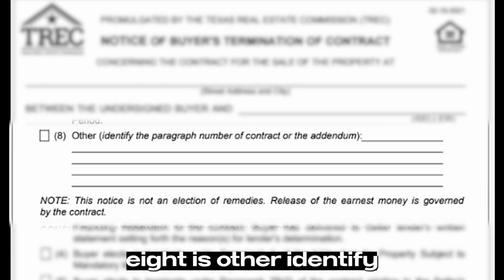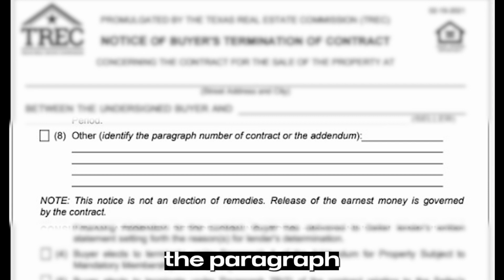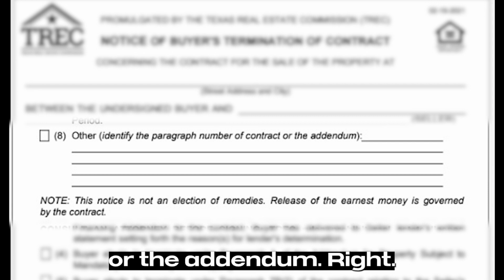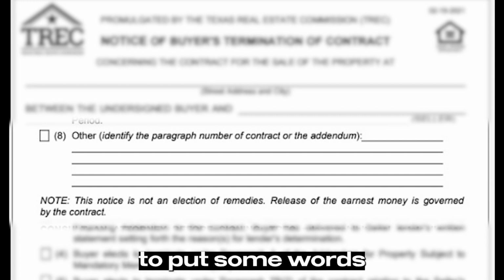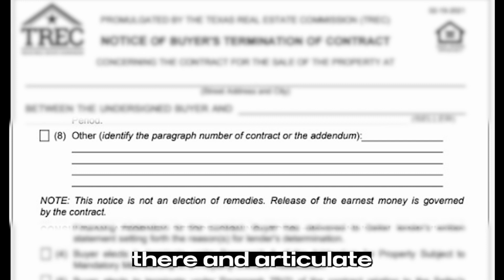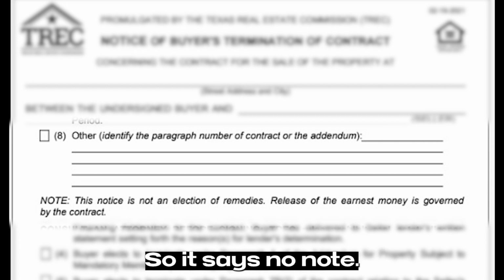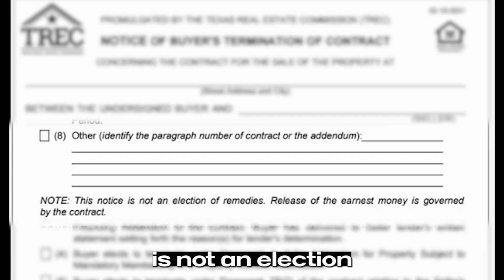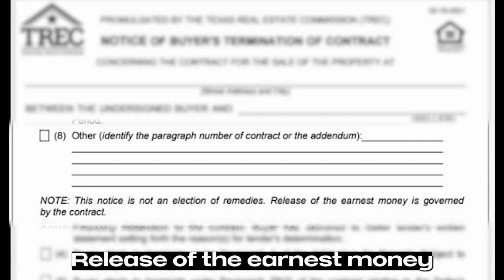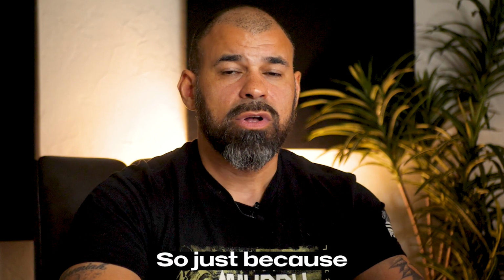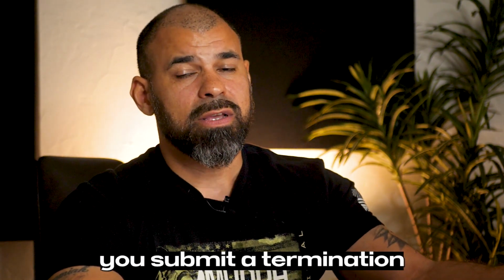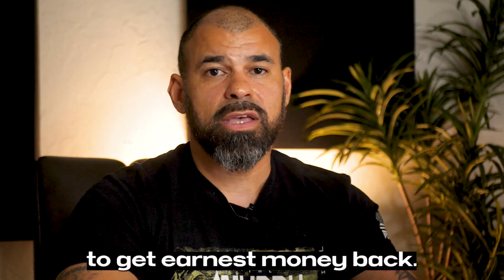And last one, number 8, is other. Identify the paragraph number of contract or the addendum, right? So you're going to have to put some words to paper there and articulate exactly why they're terminating. So it says, note, this notice is not an election of remedies. Release of the earnest money is governed by the contract. So just because you submit a termination doesn't mean that you're going to get earnest money back.